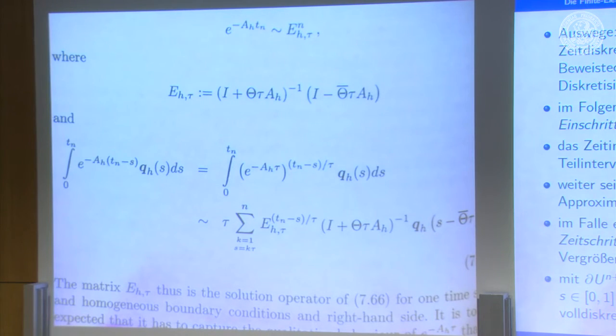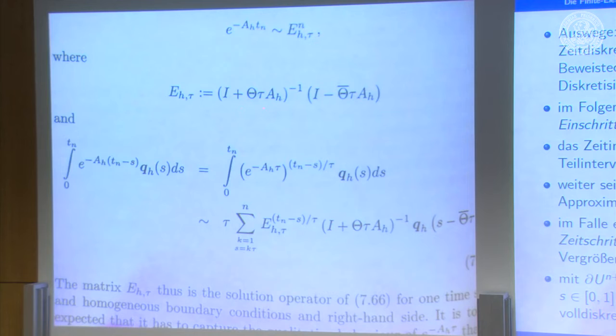Apparently, what we have on the discrete level. On the semi-discrete level, we have this matrix, e to the minus A_h t_n, and this matrix appears times the initial data. This gives the solution at the nth level, only dealing with the initial data. Here, on the fully discrete level, we have another matrix. We have this matrix here.